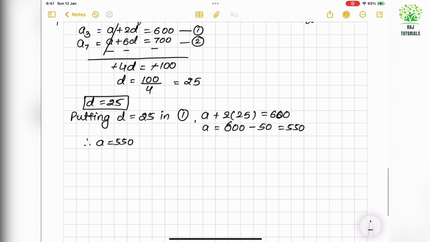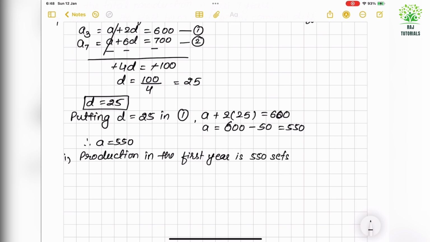Now, so the first answer I got, that is the production in the first year is 550 sets.